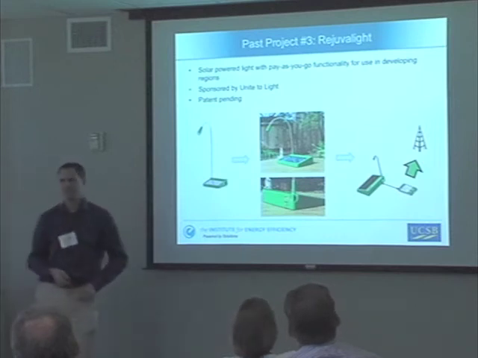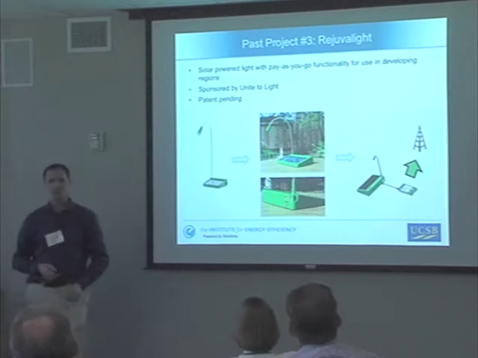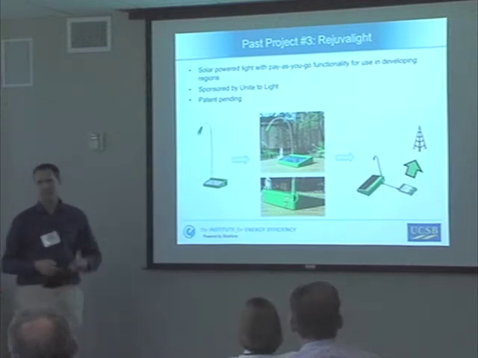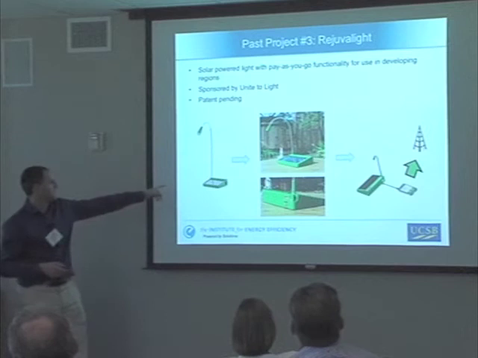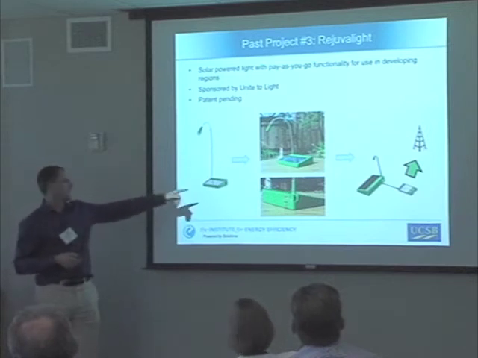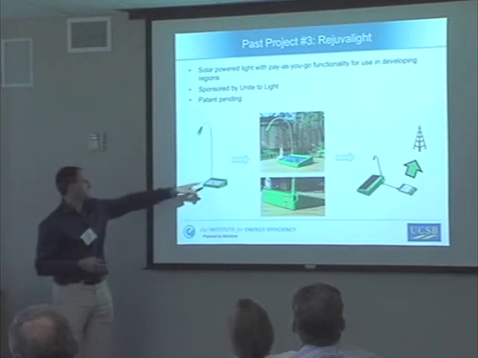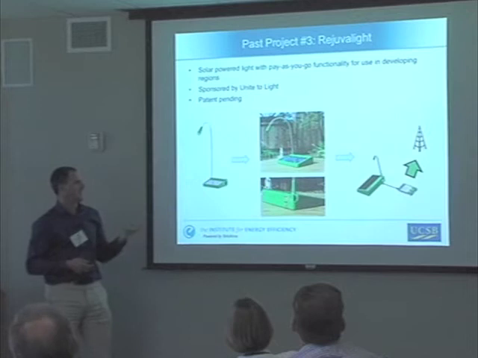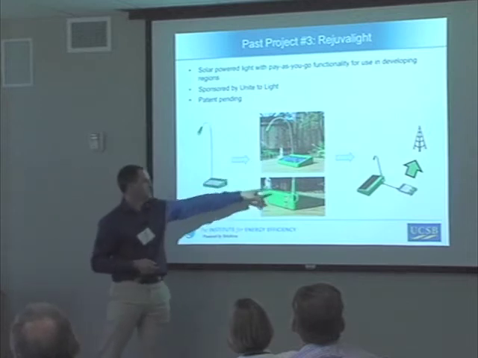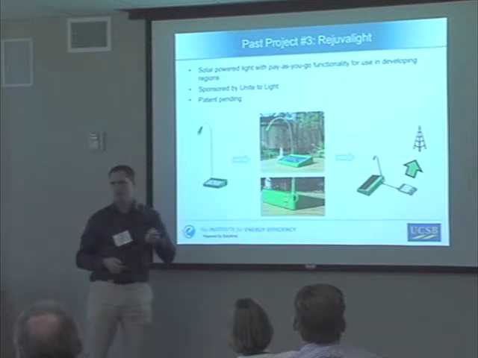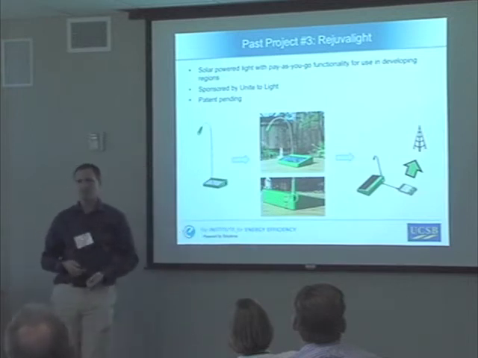Another project was sponsored by Unite to Light, which John Bowers is involved with, and they create these solar-powered lights for the developing world. Their first generation was a basic reading lamp with a little solar panel on it. And their second generation of light included a larger panel and also a USB port for charging of cell phones.